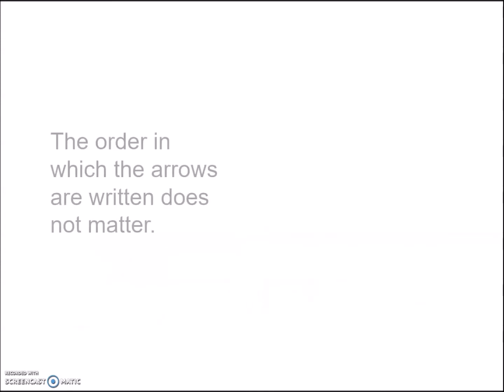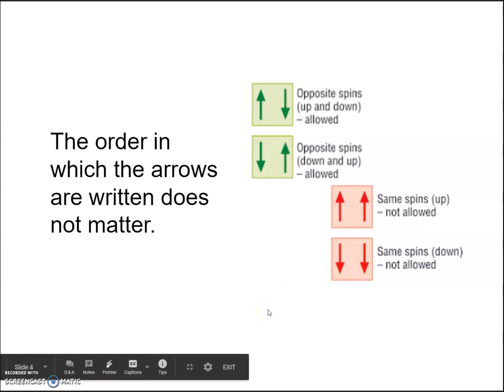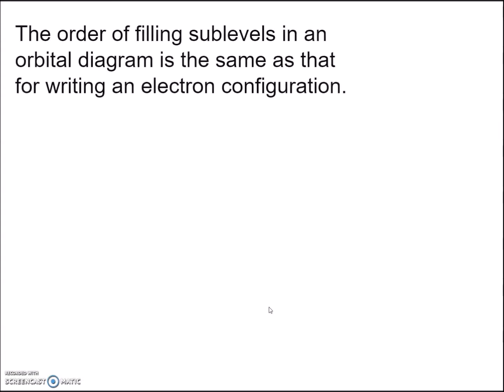Okay, one natural question that people ask when writing orbital diagrams: does it matter whether I draw the up arrow first or the down arrow first? Nope, it absolutely does not matter. You could write the up arrow followed by the down arrow, or you could write the down arrow followed by the up arrow. That's totally fine. What you're not allowed to do, according to the Pauli exclusion principle, is have 2 up arrows or 2 down arrows. There are a couple of other rules that we need to visit prior to digging into the orbital diagram concept.